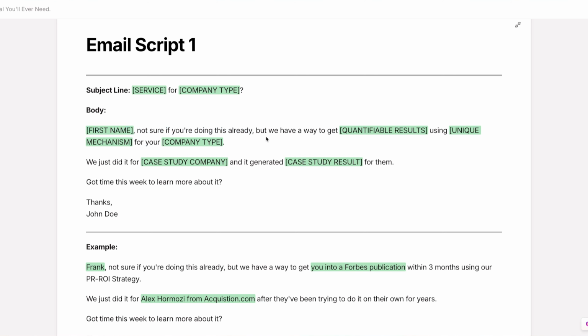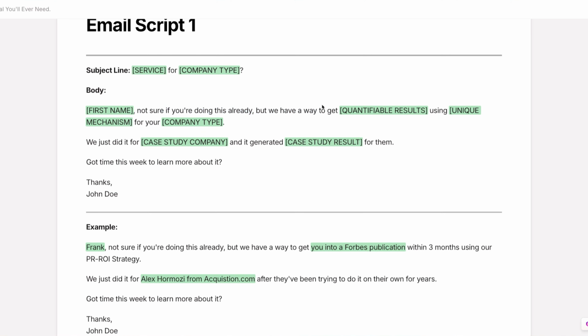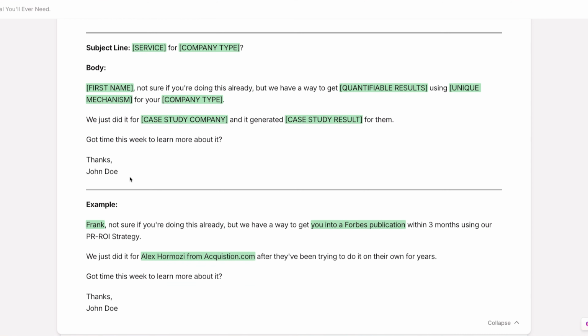So the body would be: first name, not sure if you're doing this already, but we have a way to get quantifiable result using unique mechanism for your company type. We just did this for case study company and it generated case study results for them. Got time this week to learn about it? Right, so very simple, to the point, and it includes a few main things: the results, the unique mechanism, so how you're going to do it, and the case study. Right, this is huge. So the social proof.